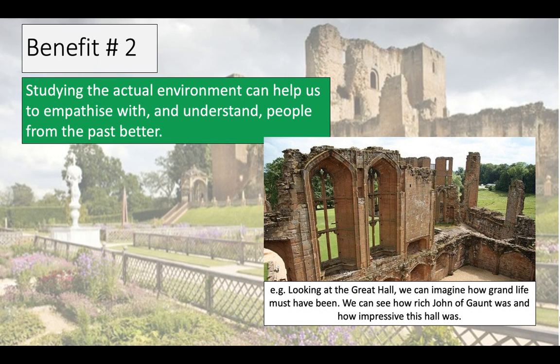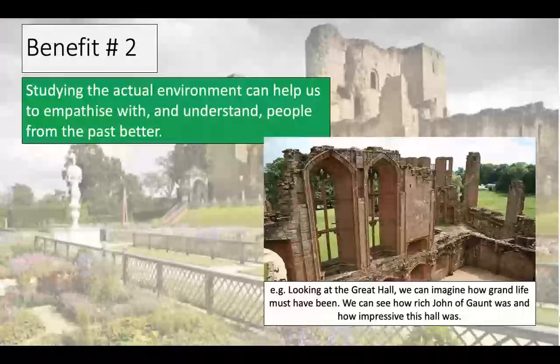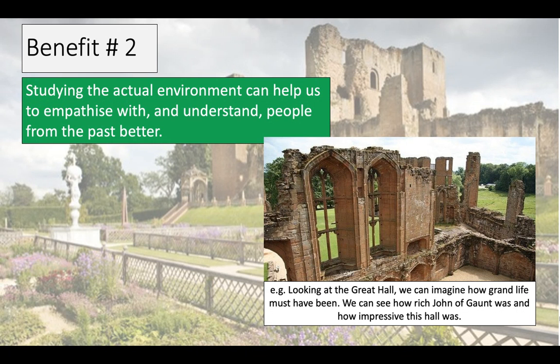So my example to illustrate this point would be looking at the Great Hall. And when we do that, we can imagine how grand life must have been. So we're not just reading that, in the 14th century, there were rich people that had big parties. We can see here the huge windows, the size of the room. We can start to build that own understanding in our own minds and our own eyes. And it can help us to really understand and empathize with people from the time. We can see how rich John of Gaunt was and how impressive this hall would be.